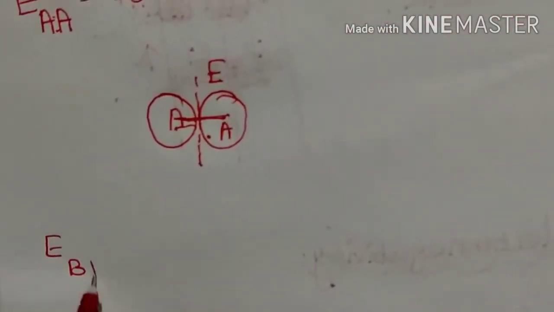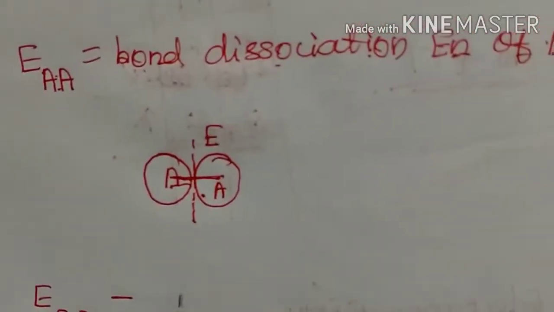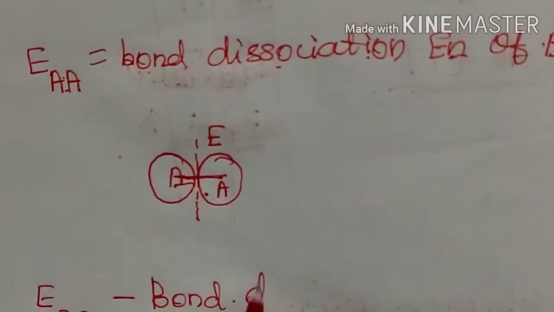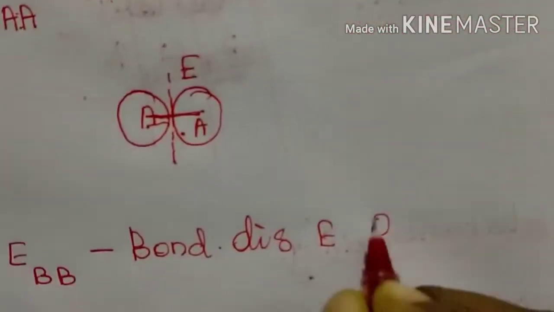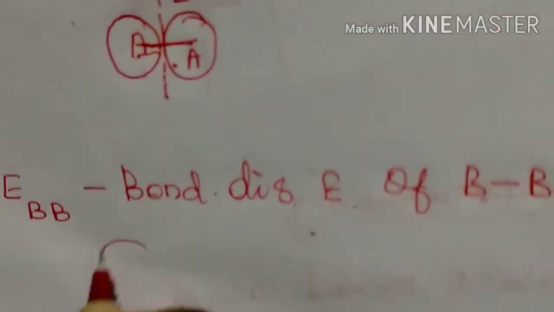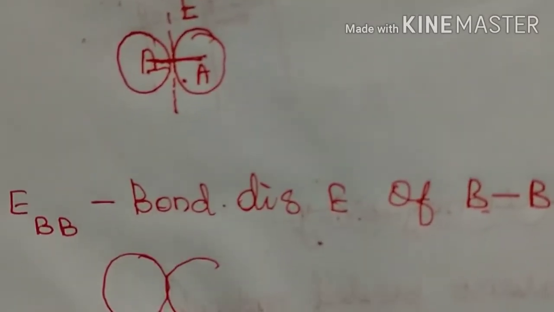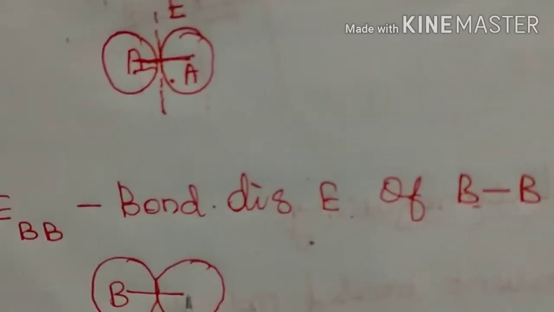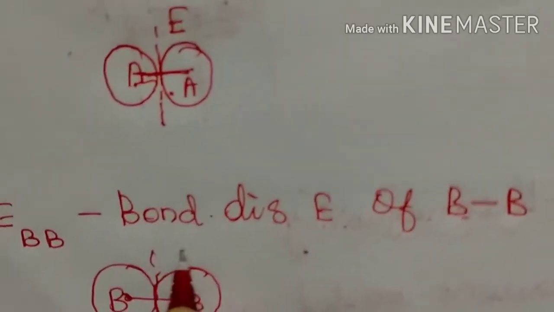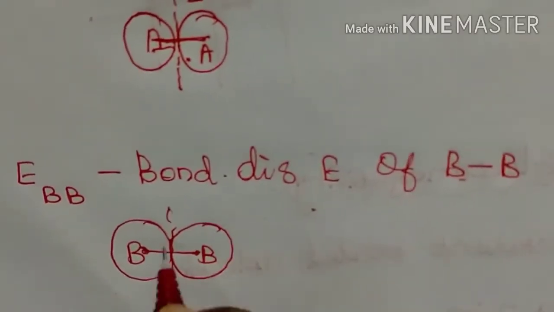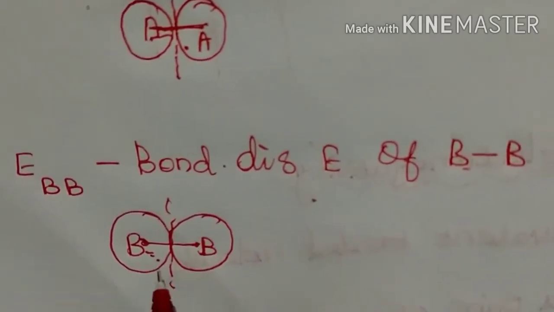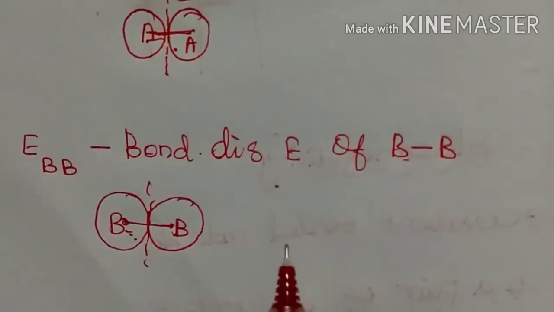Then EBB. This is also the same as EAA and EAB. So bond dissociation energy of B atom bonded with B atom. That means B atom is bonded with another B atom with a covalent bond. So the energy required here is to break the bond between B and B atoms, in between these two atoms.